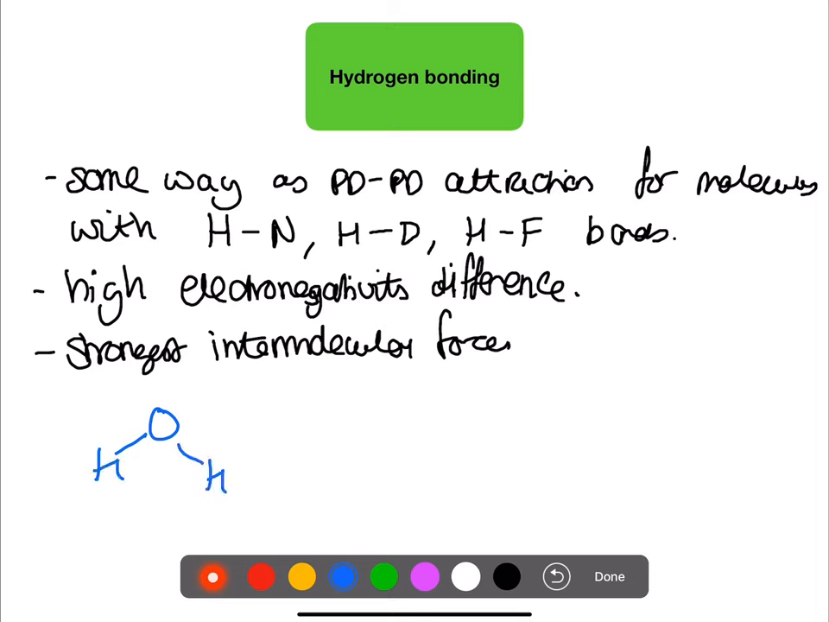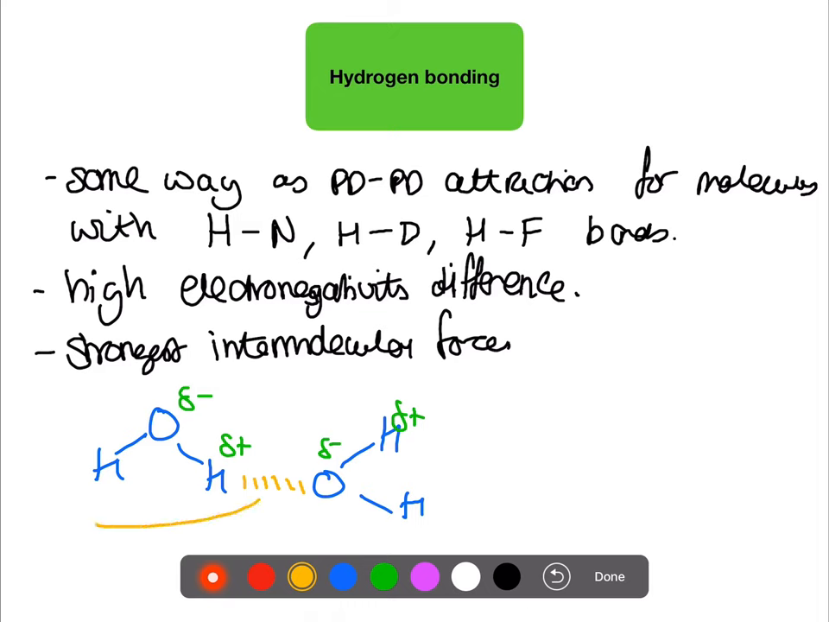So here we can represent using water molecules. The oxygen on water is slightly negative, and the hydrogen is slightly positive. The attraction between the slightly positive and slightly negative ends of the different molecules is the hydrogen bonding.